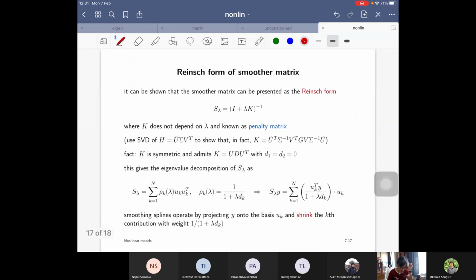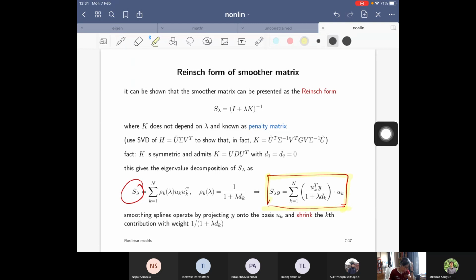The last one, we probably don't have time, but this is an explanation of why the smoothing spline has the meaning of a shrunken version. We can show, again as a good linear algebra exercise, that the smoother matrix, when you apply it on y, has rho of lambda appearing in the denominator.